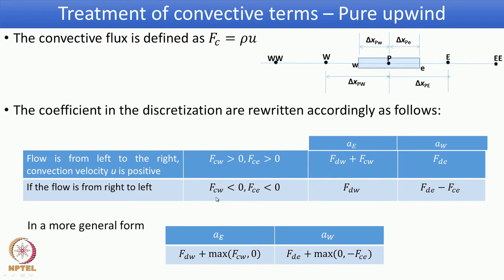To get the other condition, if the flow is from right to left, then F c e will be negative and minus F c e will be positive. So, we again have the condition max of 0 comma minus F c e, and the diffusion coefficient contribution. So, this condition, defining max of 0 and the other value, minus F c e or F c w, will automatically switch inside the code. We do not have to do anything manually externally.